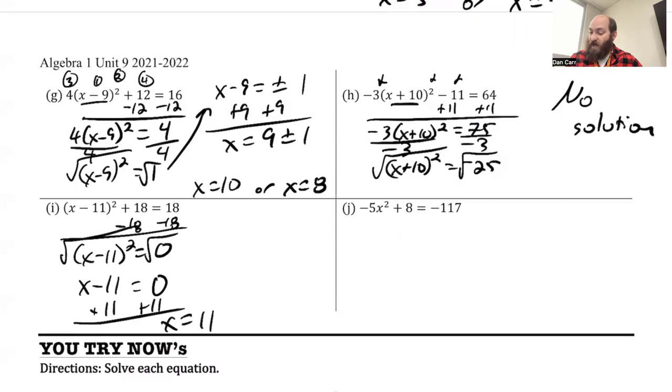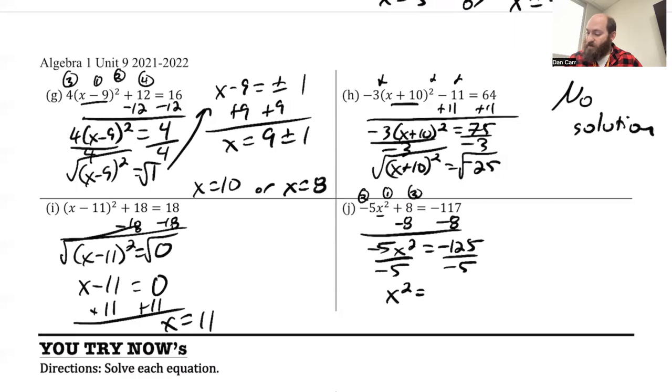Okay, last one is j here. So again, we are squaring it. So that's the first, then multiplying, then adding. So I'm going to start off by subtracting from both sides. So negative 5x squared equals negative 125. We can divide both sides by negative 5. This one is going to come out okay because negative 125 divided by negative 5 gives me positive 25. Negative divided by negative is still positive. So now I can still take the square root there. So x equals plus or minus 5.